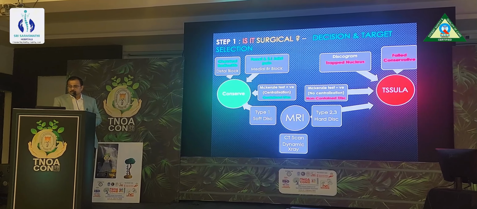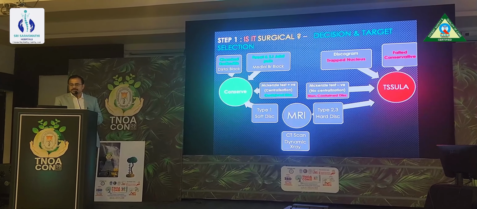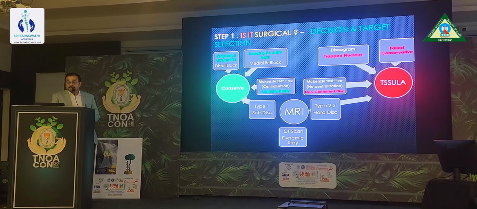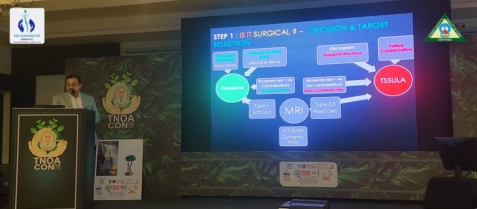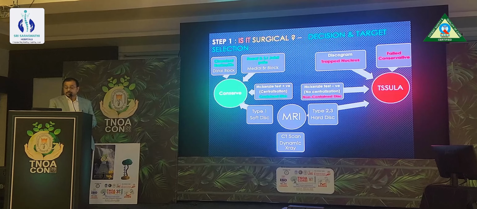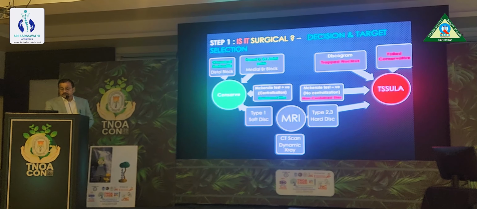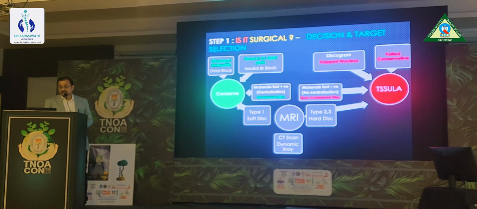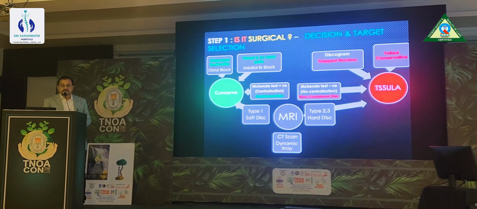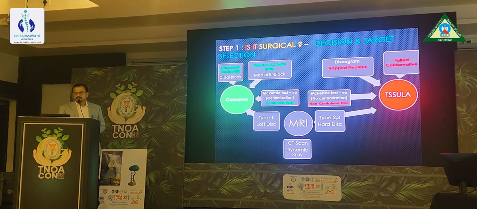So in step 1, we have to decide whether we have to do surgery or not. There are certain algorithms. If it is chemical radiculopathy, you have to give a distal block. If it is facetogenic, you can give a medial branch block. And you have to do the McKenzie test, and whether it is centralized or not centralized decides whether you can conserve it or do surgery. So MRI alone is not a deciding factor.